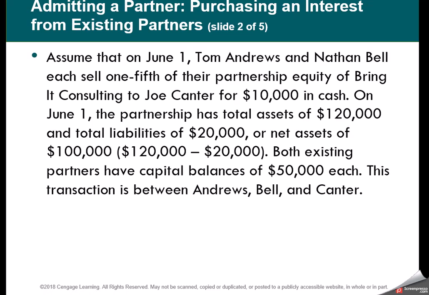Okay, let's see if we get to an example. Here we have Tom and Nathan selling 1/5 of their partnership to Joe Cantor for $10,000 cash. On June 1st, the partnership had total assets of $120,000 and total liabilities of $20,000. So the net assets are $100,000. Both partners have capital balances of $50,000 each.